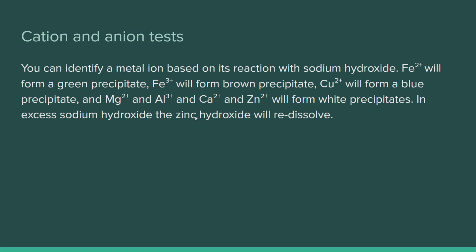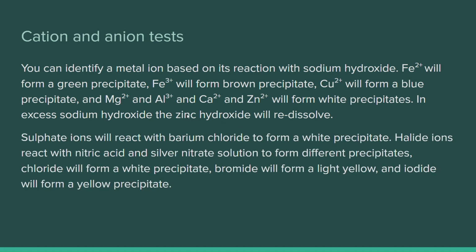You can tell the difference between zinc ions and the other ones because if you put more sodium hydroxide in, the zinc hydroxide will redissolve, but if you have the other three, then you don't really know, I guess. You can use a flame test for them. Sulfate ions will react with barium chloride to form a white precipitate, so that's how you know if an ion has sulfur in it, or sulfate.